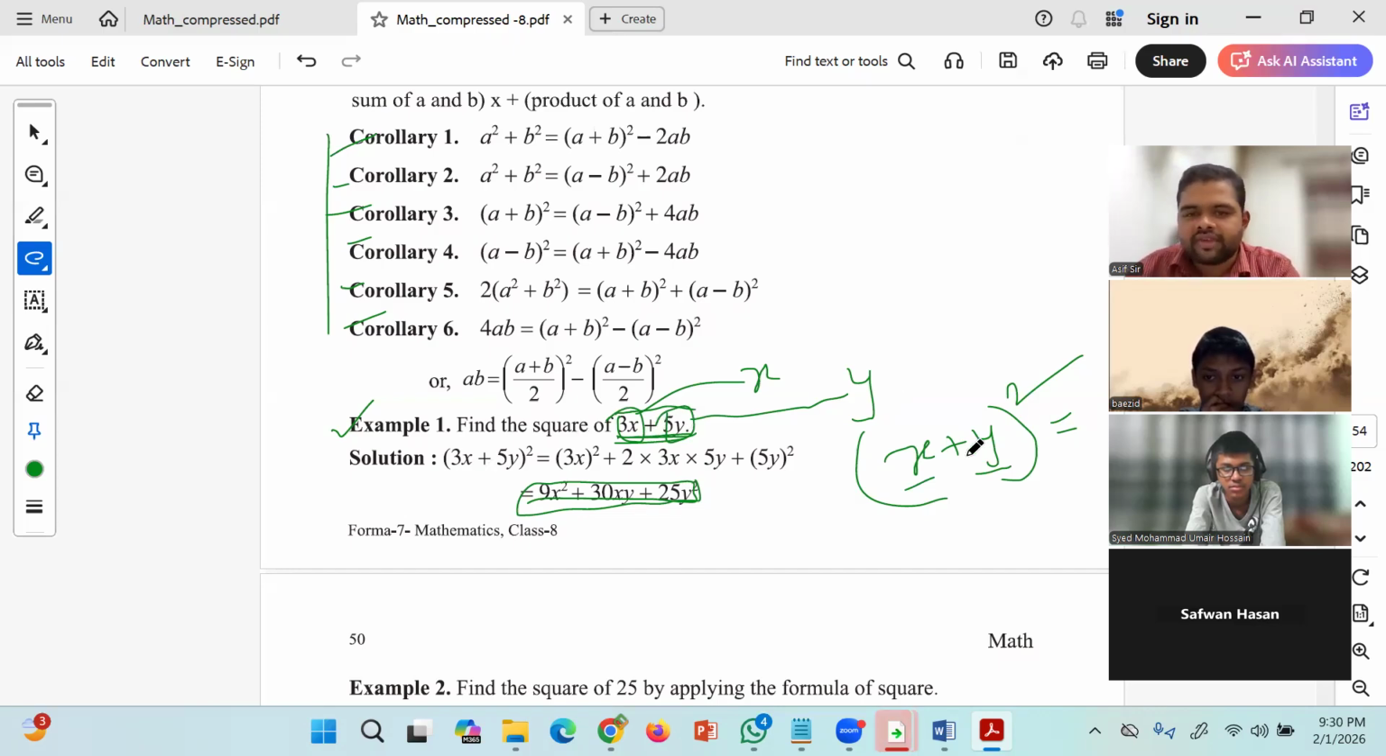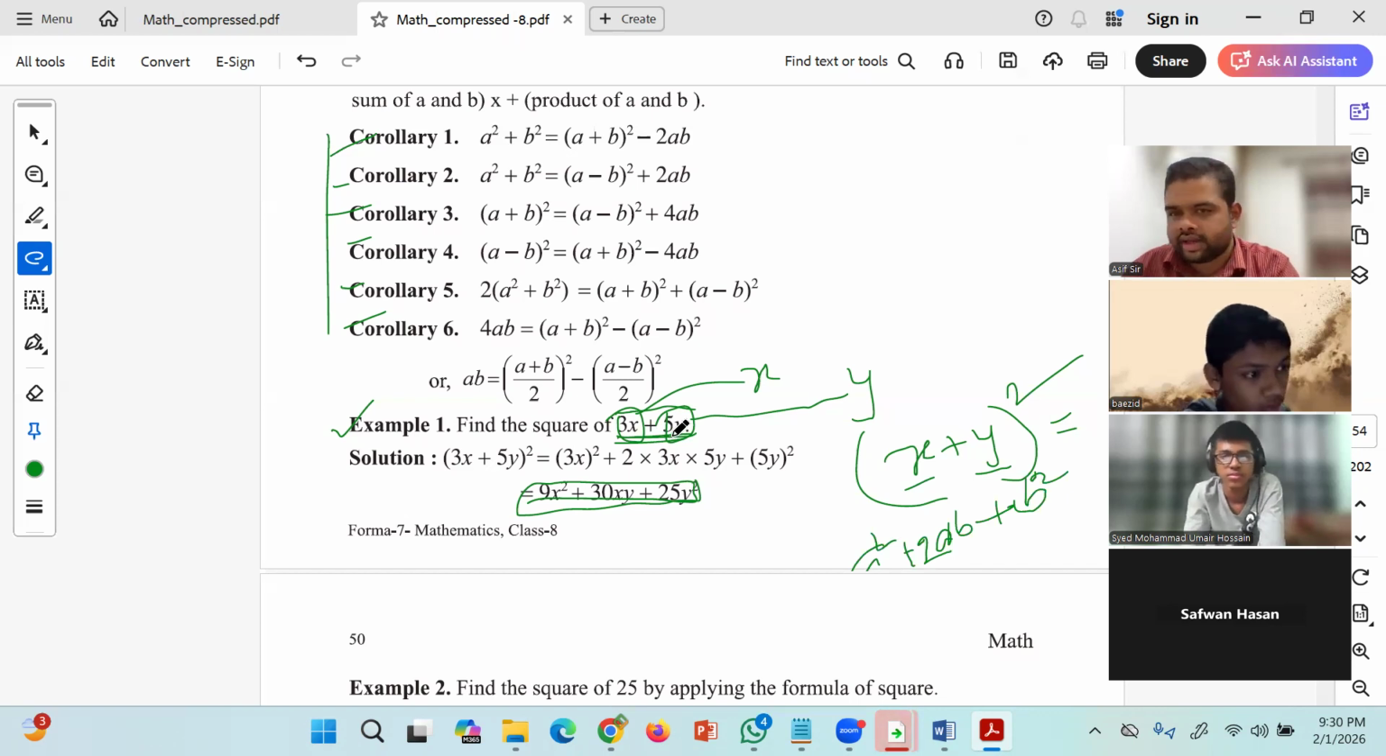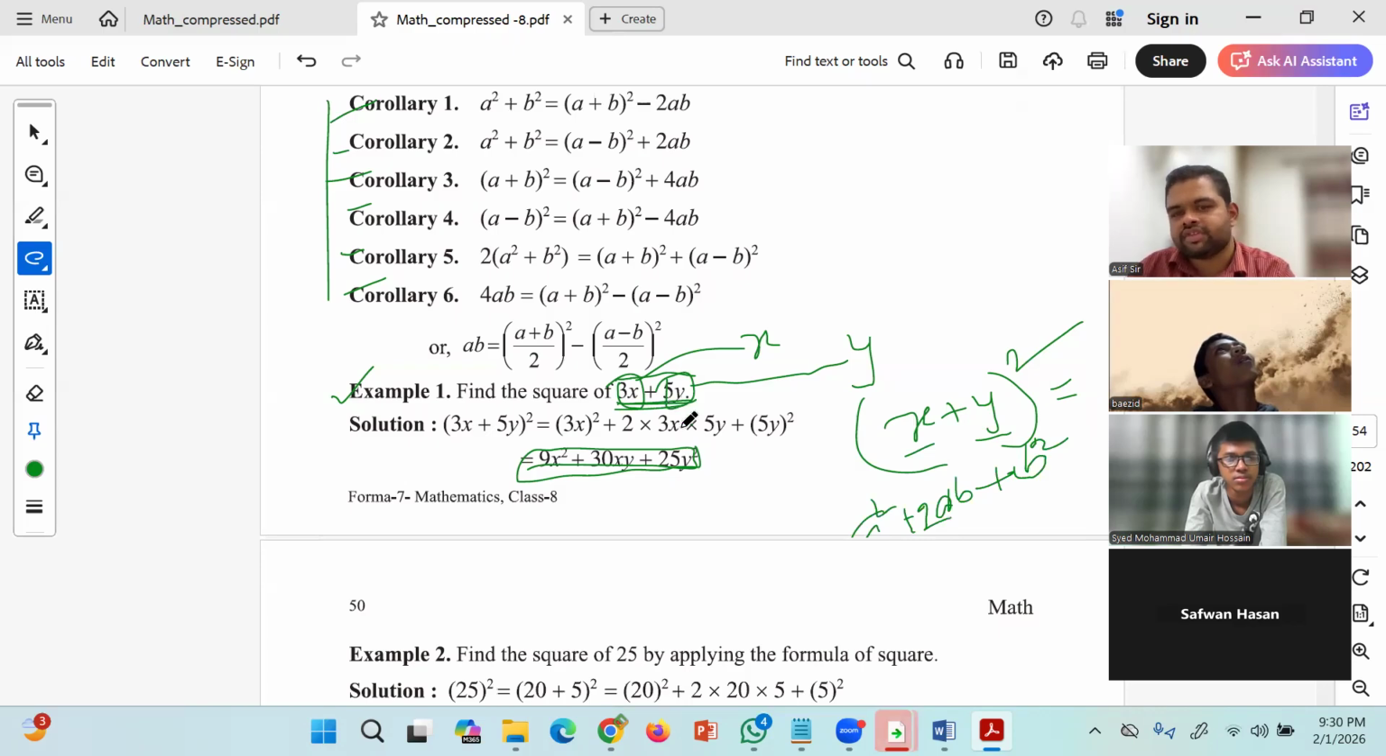This is the problem. If x plus y is directly given, the answer would be a square plus 2ab plus b square. But as x and y are not directly given, they are presented in such a form as 3x and 5y. We will use the given information inside this formula, which is a square plus 2ab plus b square. When we are considering it as a and b, not x and y, sorry, that's my mistake.